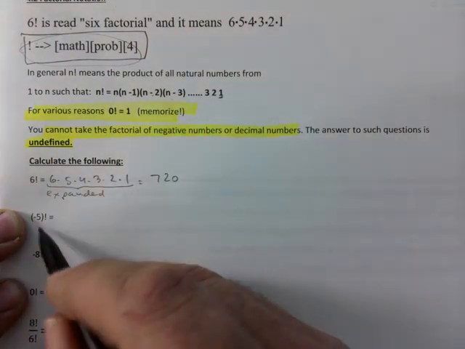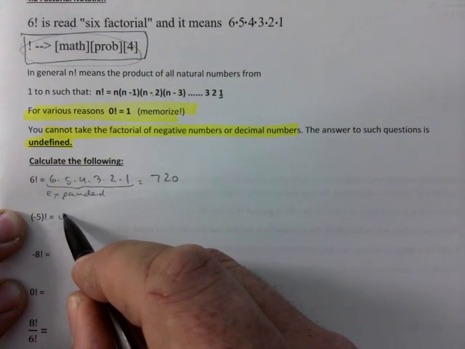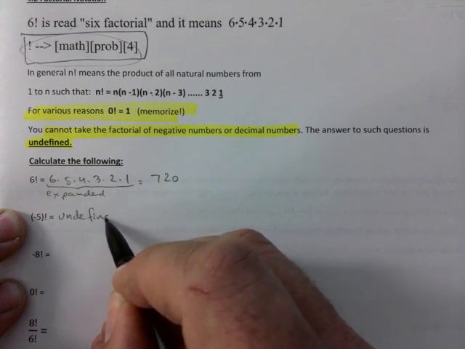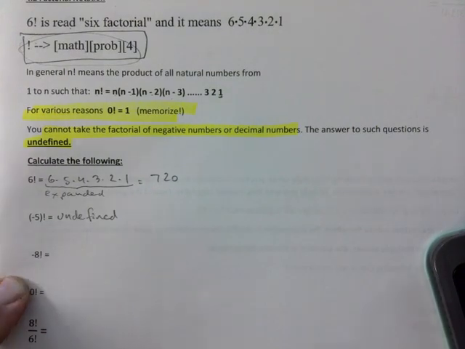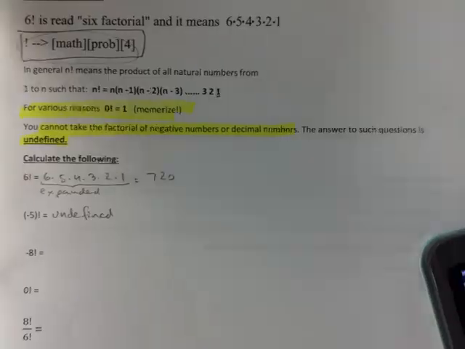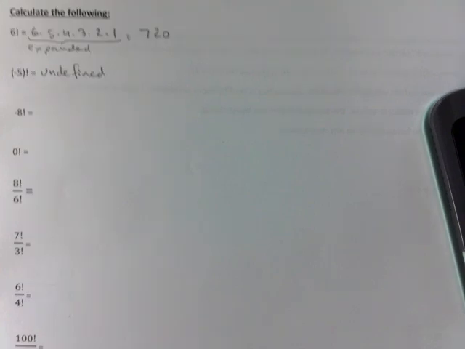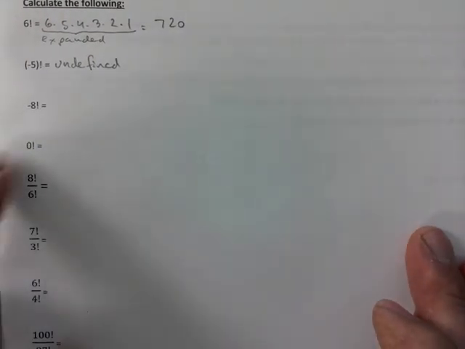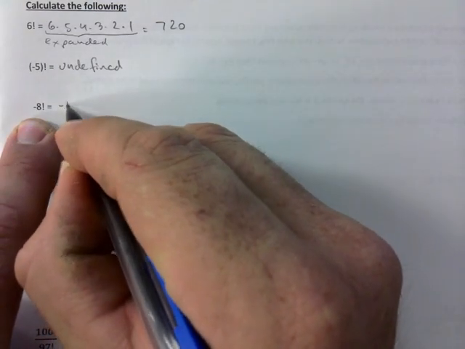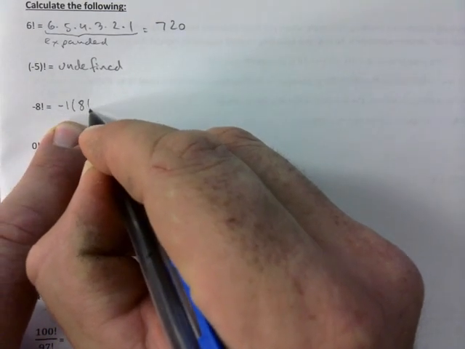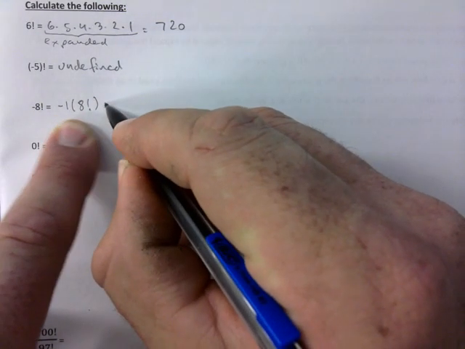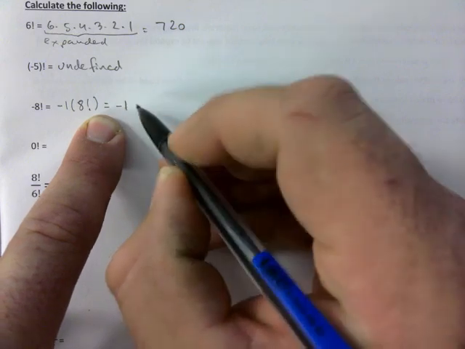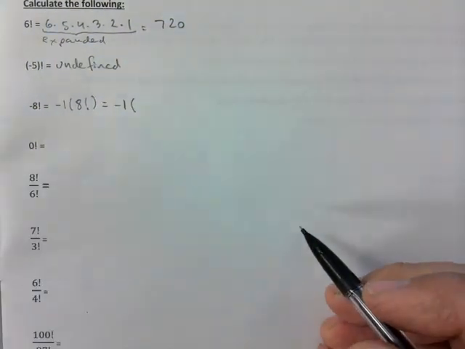What about this one? Undefined. Okay, undefined, cannot take the factorial of a negative. What about this one? That one is actually okay, because there are no brackets around it. This is really saying negative 1 times 8 factorial. That's what that is saying. So basically, you would go like this. Leave the negative in front. Figure out what 8 factorial is.